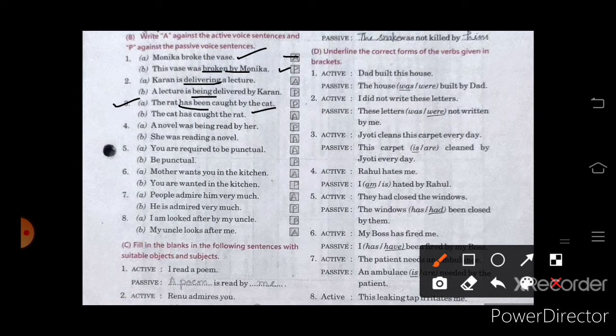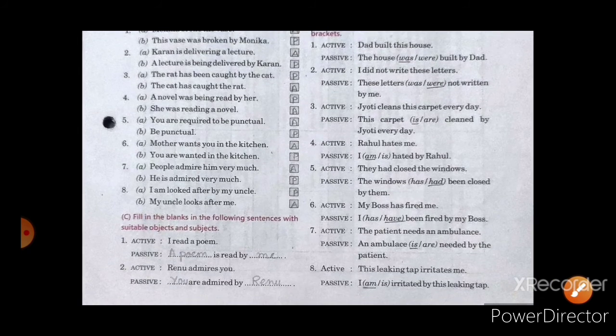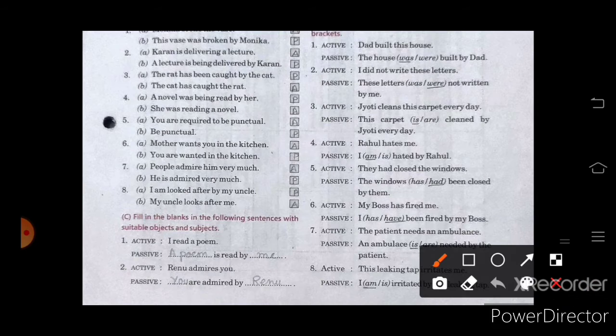Now moving to C part. In this part, we have to fill in the blanks following sentences with suitable object and subject. Active voice के subject और object को convert करना है. A poem is our object and it becomes subject of passive voice. A poem is read by me.